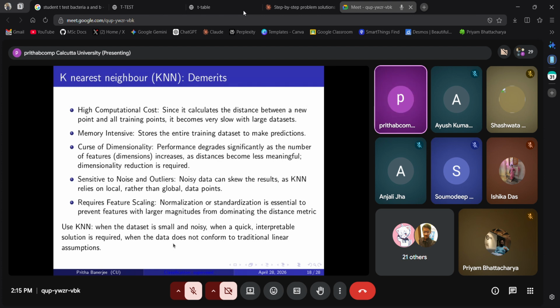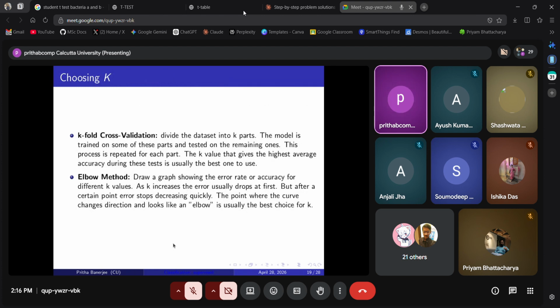And see how they evaluate. So now how do you choose a particular k? Typically these two methods are used: the elbow method and k-fold cross validation. So let's first look at the elbow method. In the elbow method, I will update these slides some more.